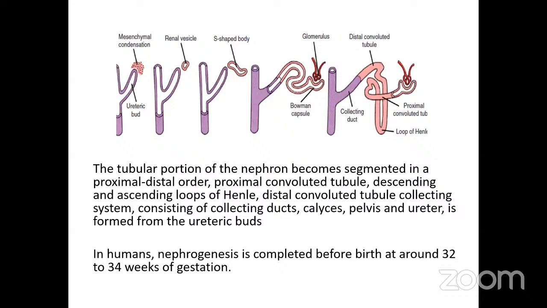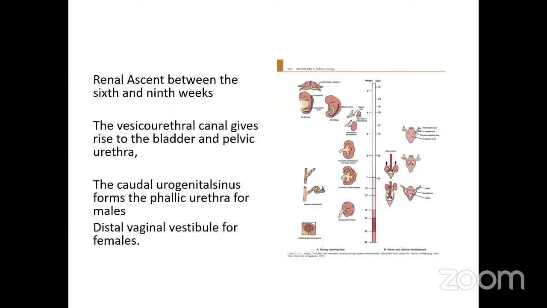The next slide, please. So, renal ascent. Renal ascent usually occurs between the 6th and 9th weeks. The next diagram depicts the renal ascent and the development of the urinary bladder and cloaca, how the cloaca is divided into the urogenital sinus and the rectal part, and then the development of the bladder and urethra. The vesico-urethral canal gives rise to the bladder and pelvic urethra. The caudal urogenital sinus forms the phallic urethra in males and the distal vaginal tubules in females.